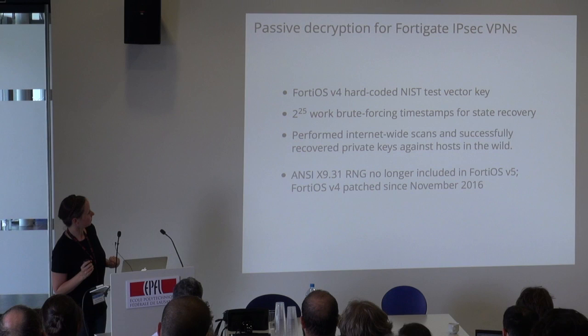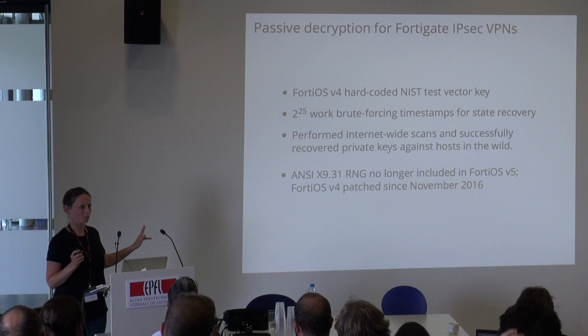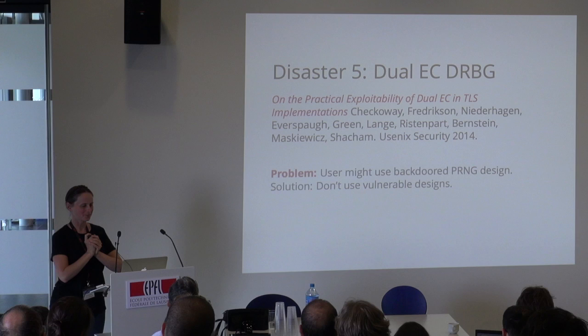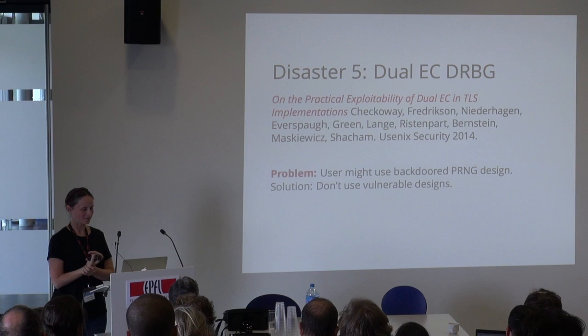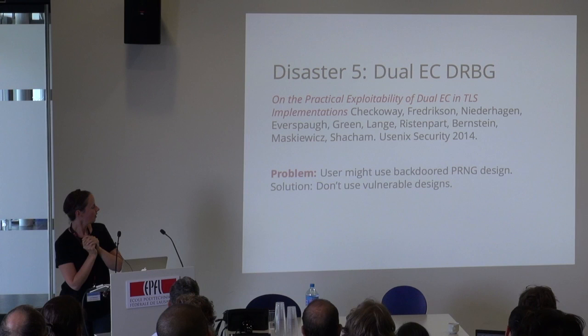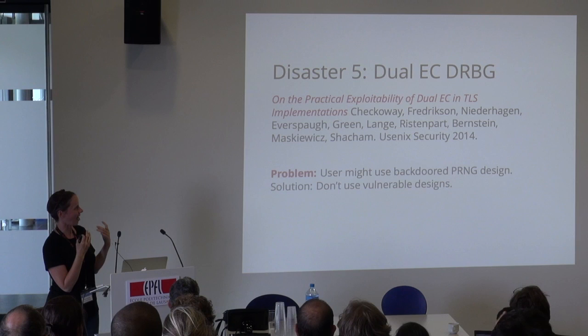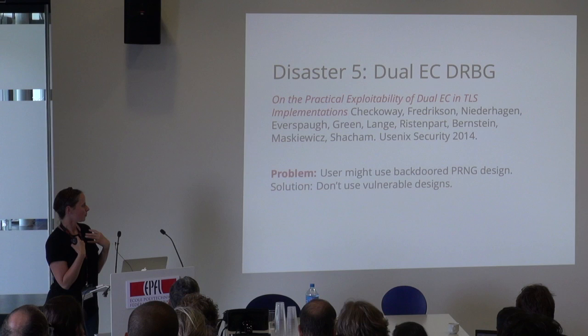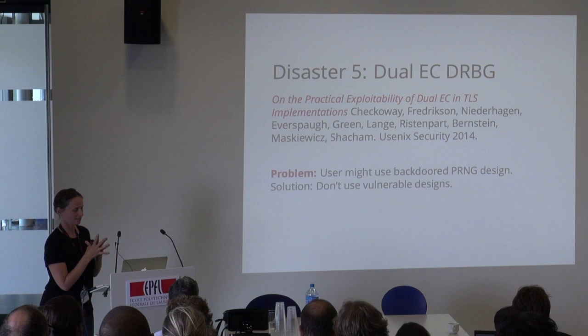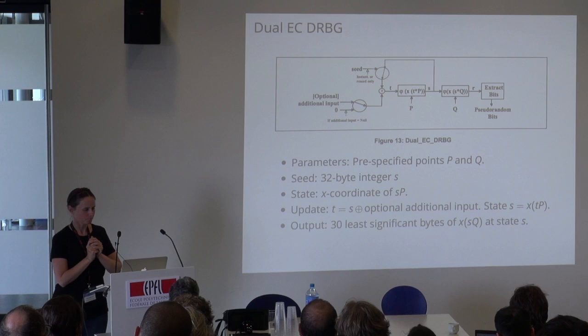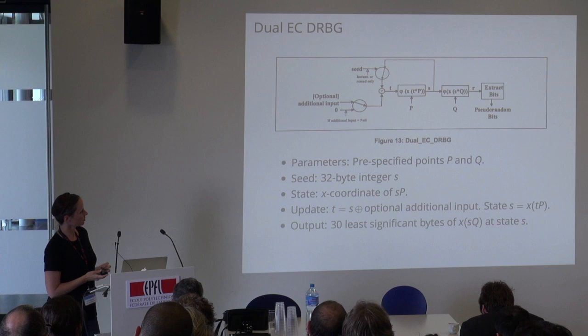So, okay. We've seen bad algorithms be used, despite the fact that they were known bad for a long time. Let's continue on with some more bad algorithms. So, I guess the remainder of my talk will be about multiple Dual EC DRBG disasters. Okay, so version number one is the plain Dual EC DRBG attack. So of course, this is the probably backdoored pseudorandom number generator design that was pushed by the NSA. The solution here is, of course, don't use vulnerable designs. Okay, so Dual EC DRBG is this pseudorandom number generator design.